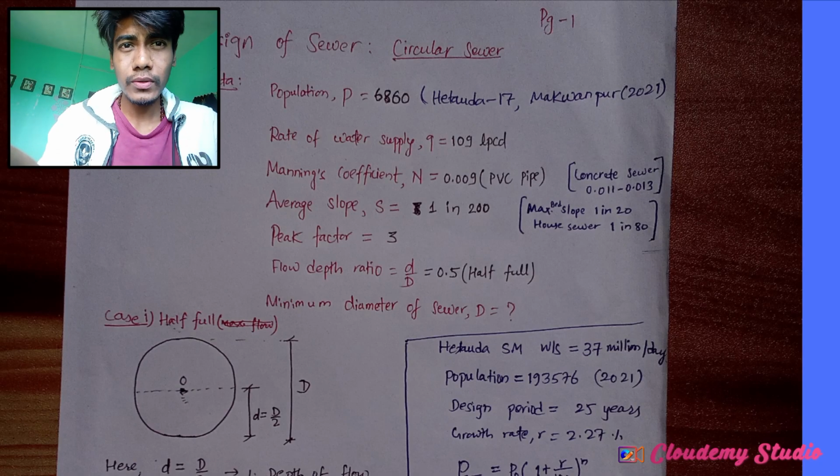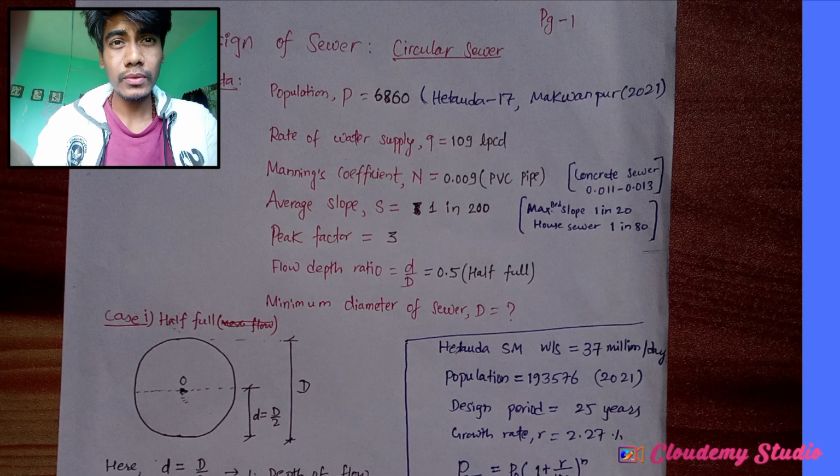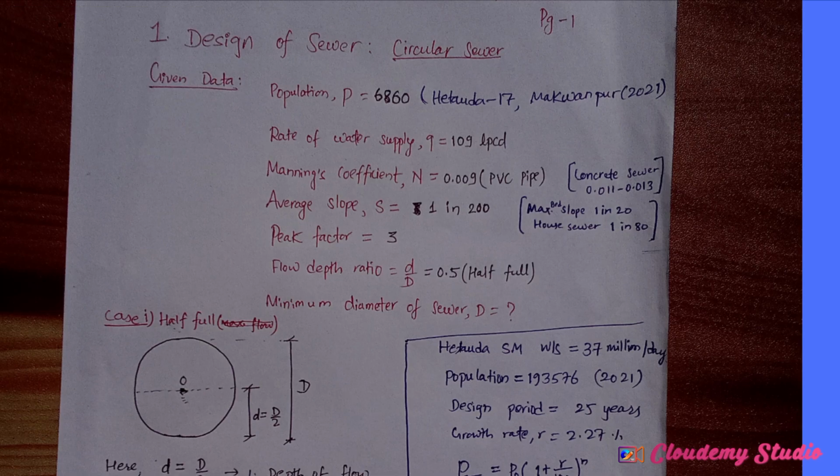Namaste. Today we are going to design a sewer line, especially a circular sewer line, for a given locality. Suppose we are going to take Hetauda 17, Makwanpur, for the given locality.